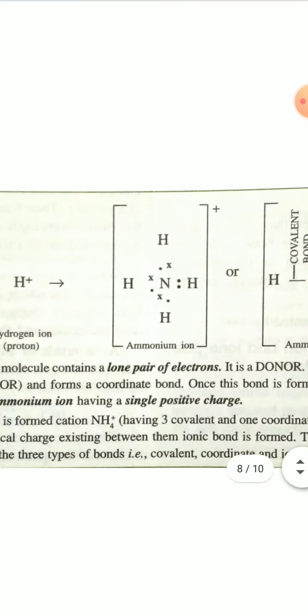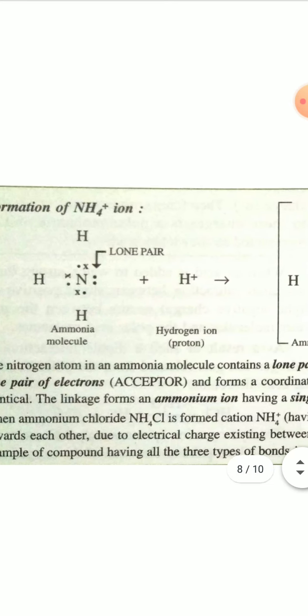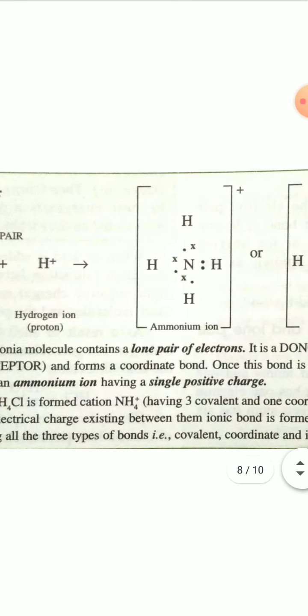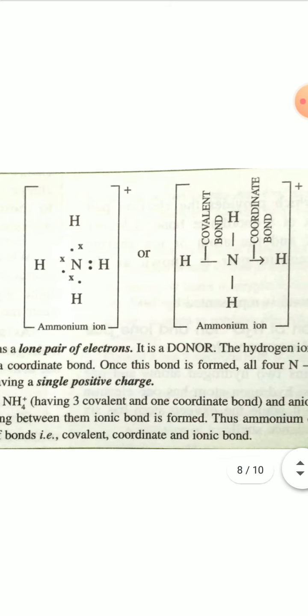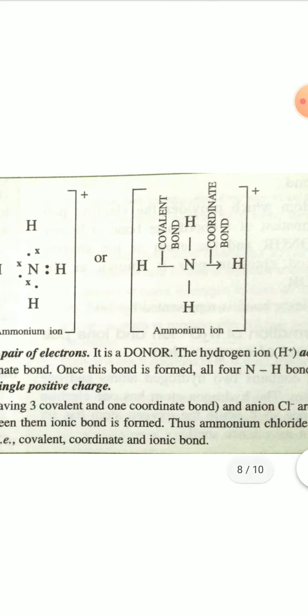In the ammonium ion, you can see there are three shared pairs of electrons between the three hydrogen atoms and one nitrogen atom, and one lone pair of electrons of nitrogen is shared between nitrogen and hydrogen. That is, nitrogen can share its one lone pair of electrons with the H plus ion, forming the NH4 plus ion. And the newly formed bond is a coordinate bond.